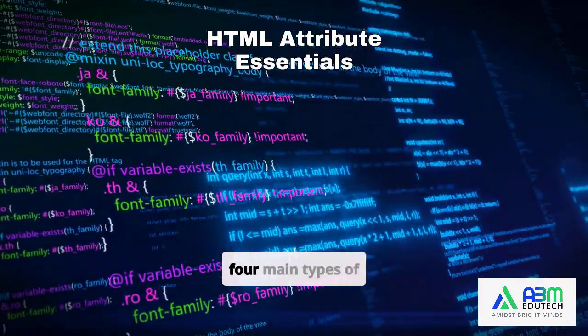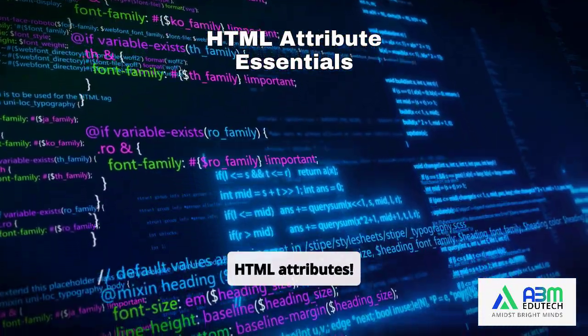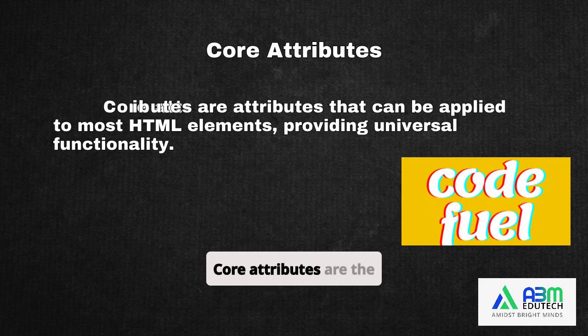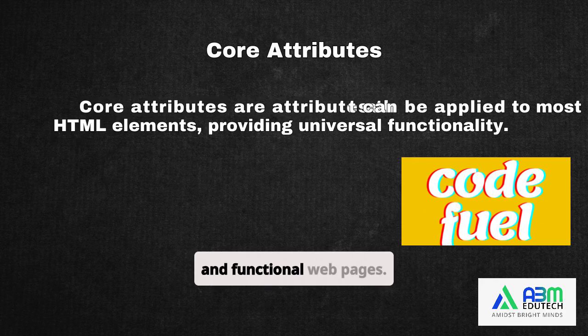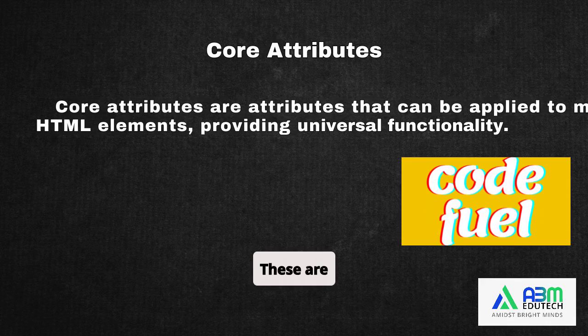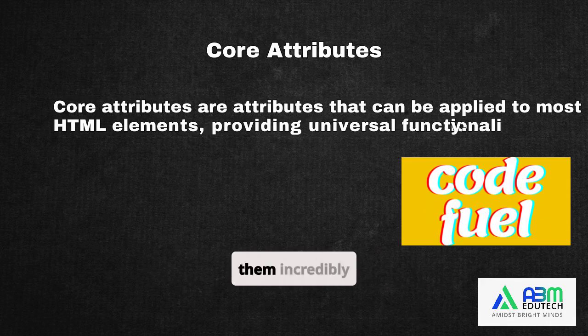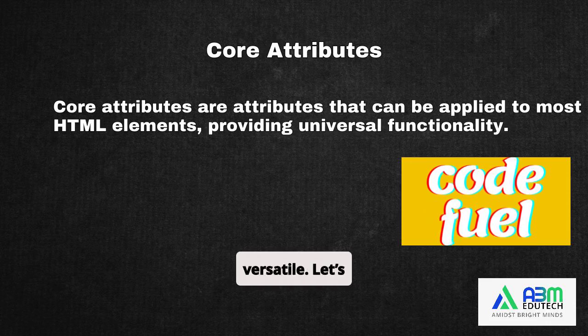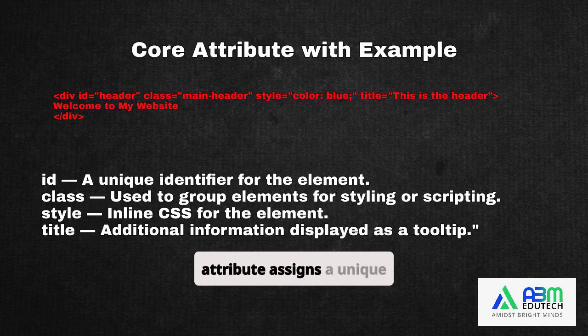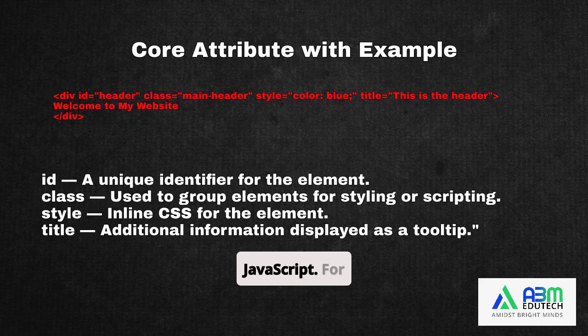Now, let's explore the 4 main types of HTML attributes. Core attributes are the backbone of creating adaptable and functional web pages. These are general-purpose attributes that can be applied to almost all HTML elements, making them incredibly versatile. Let's break them down further. ID. This attribute assigns a unique identifier to an element. It's useful for targeting specific elements in CSS or JavaScript. For instance, div id equals header identifies the header section uniquely.